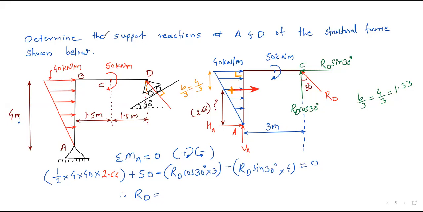What is the answer? You are taking too much time. 57.25 kilonewton. Positive or negative? Positive. Okay, so our RD's direction is correct. Whatever direction we have shown for RD, that direction is correct. So after the calculation of RD, now apply summation Fy equal to 0.